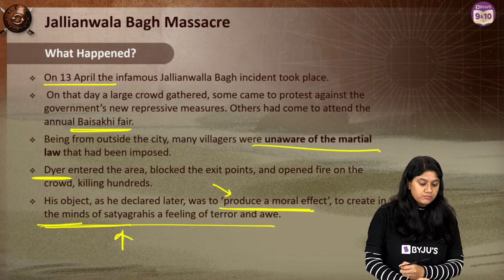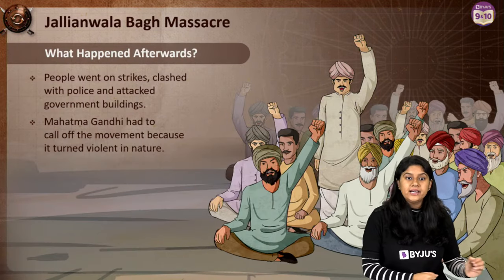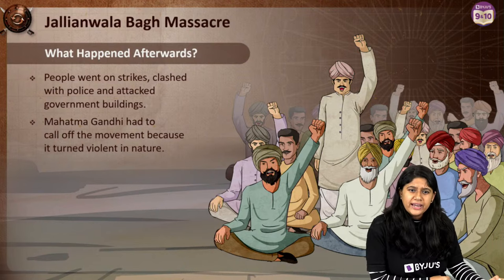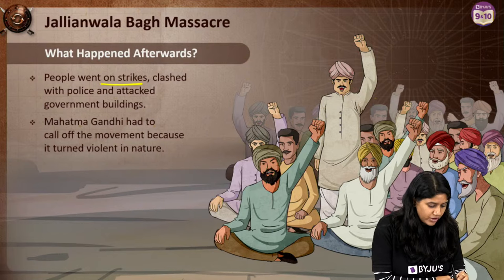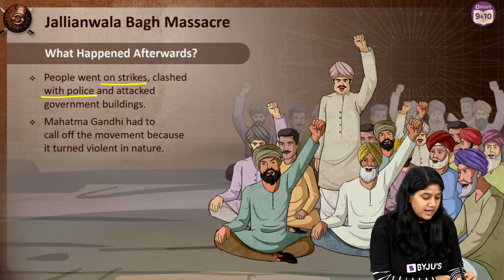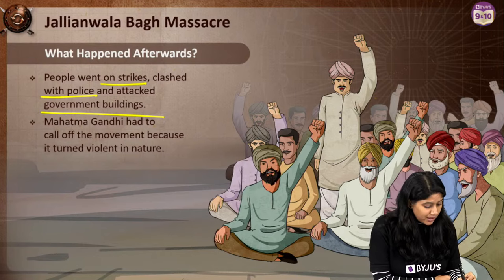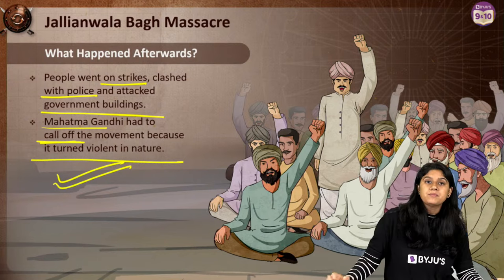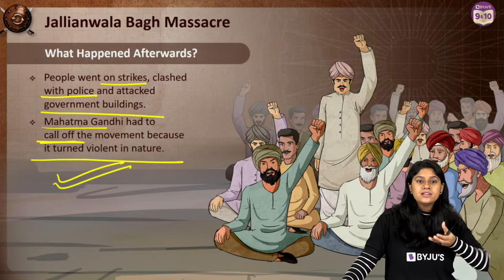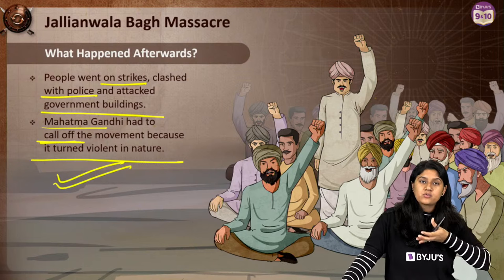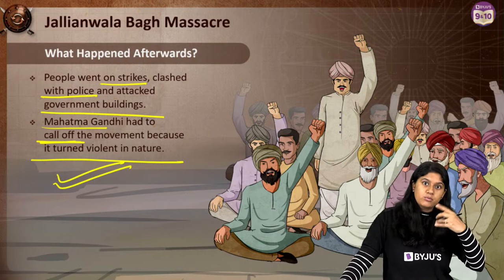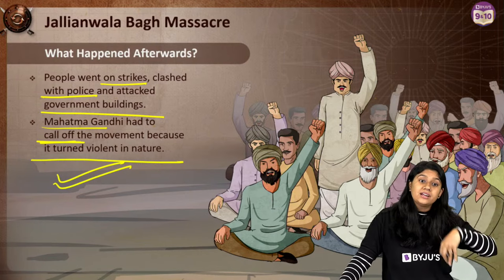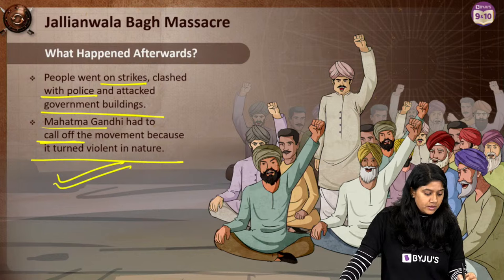After this, of course, all the Indians were in a huge rage. And of course, we saw various strikes, clashes with police, and attacks on buildings. Mahatma Gandhi ji had to call off the movement because of its violent nature. This is something we will be seeing again in the future: Gandhi ji was a very firm believer of non-violence. But every time any movement started, people eventually became violent, and then Gandhi ji called off the movement.